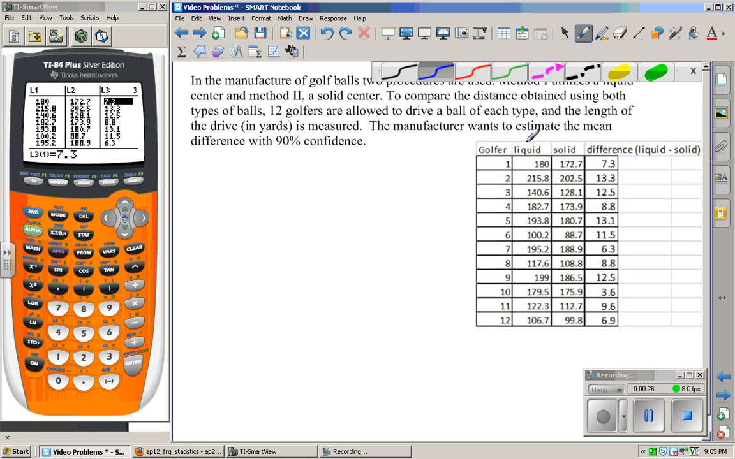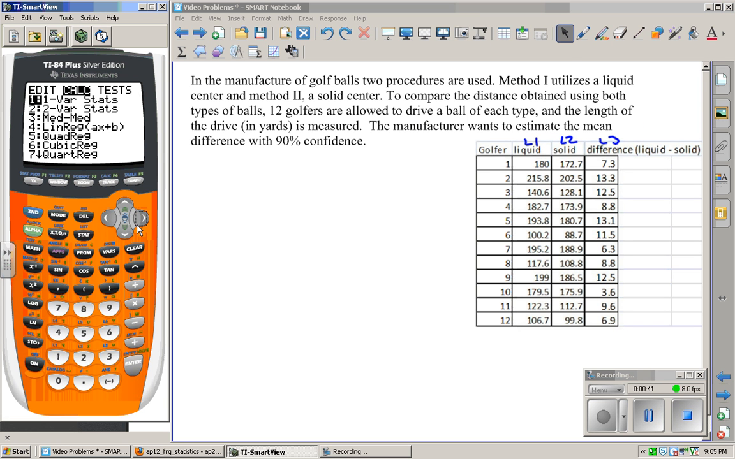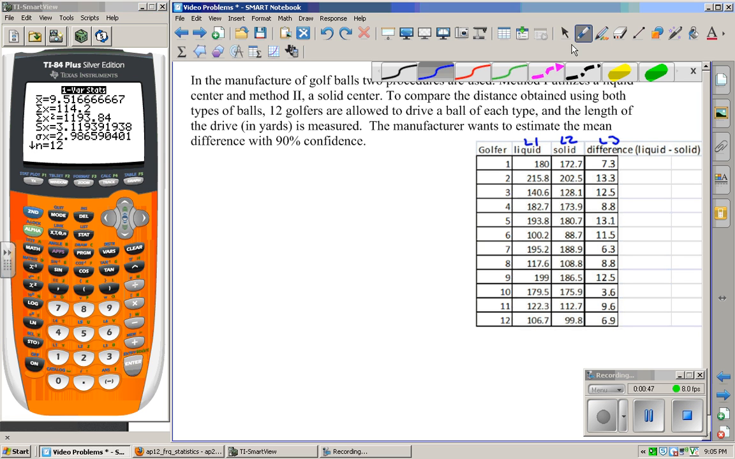So in my list, I put the liquid in list 1 and the solid in list 2, and then I use L1 minus L2 to populate my list 3. So that's where all the differences are going to be. The next step would be to go to the stat menu and calculate all of our statistics for list 3. And you can see what we wind up getting there.